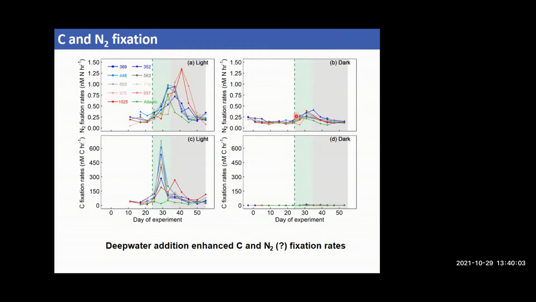In the dark one also, it was quite similar, but the effect was not very prominent to see because the rates were quite low. In the carbon fixation rates, or the primary productivity, it increased immediately because the system was nitrogen limited. So it increased immediately after this deep water addition and then went down. And then also in the high CO2, the carbon fixation was high.